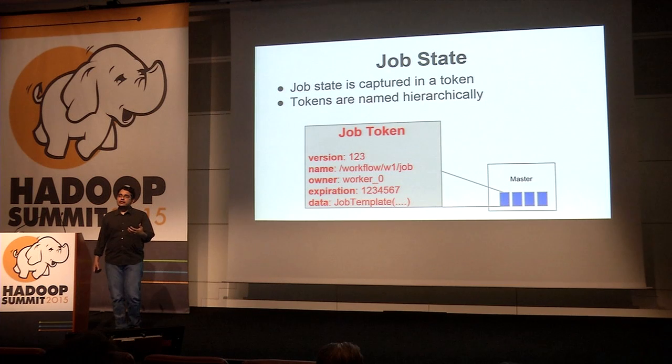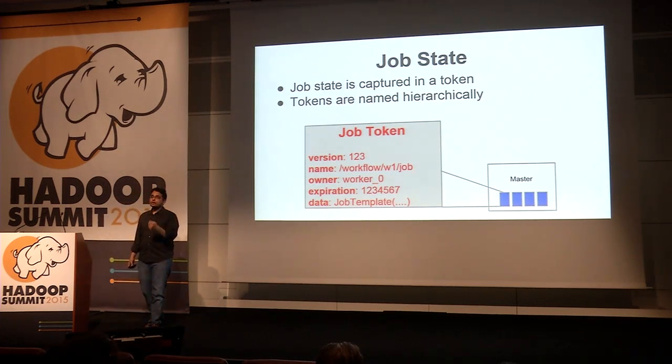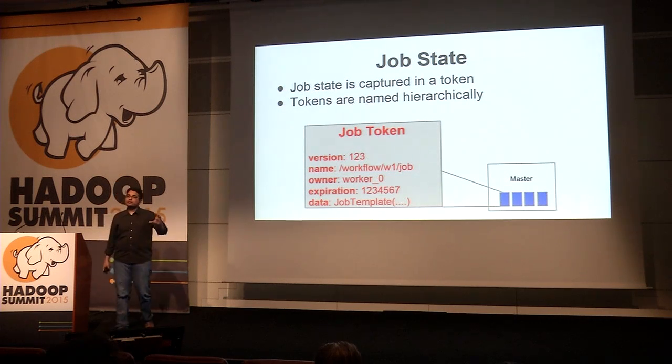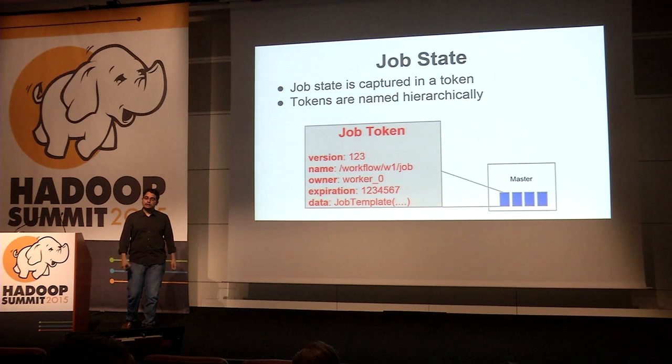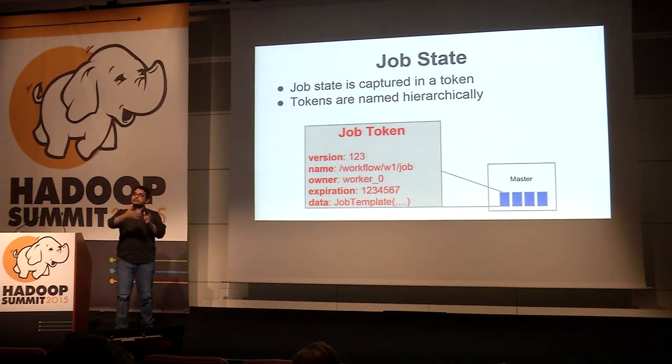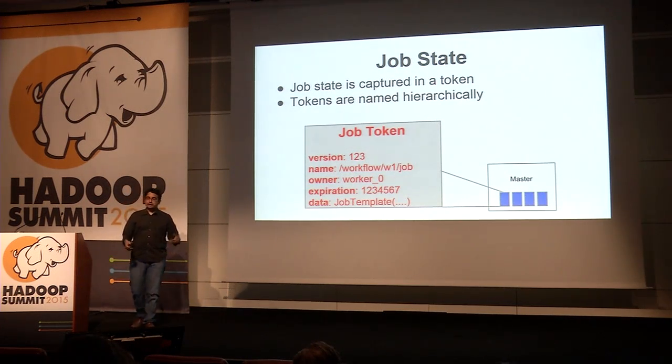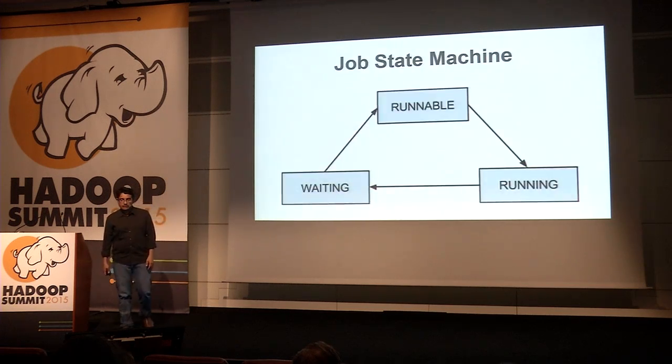So the job state is captured in a token, which is kept in the database. A token has a job name. We used a hierarchical naming convention to name the job: a workflow instance, and the job name. And an owner, which is the worker actually running this job. And an expiration, which says when this job token should expire. And some data associated with the job definition and things like that.